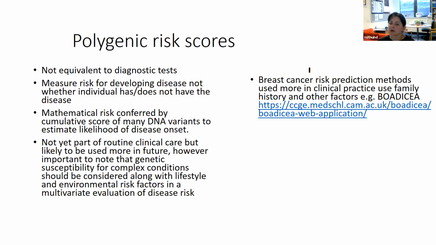Some of the cancers are more advanced in using these risk scores. There's something called BOADICEA that's used in breast cancer risk prediction that's quite good. That uses family history and other factors, which is essentially like a polygenic risk score model to determine someone's risk of getting breast cancer.